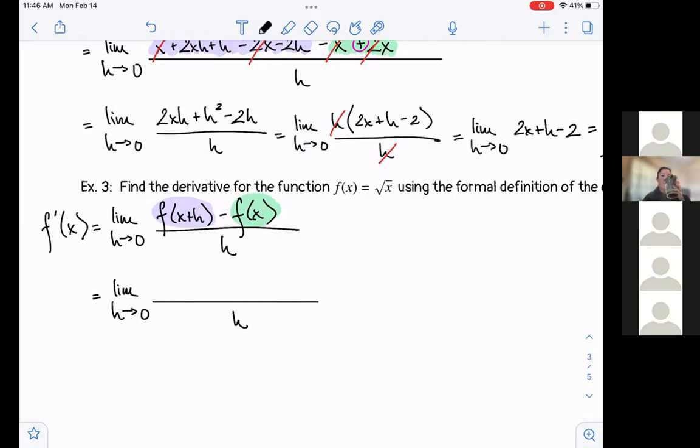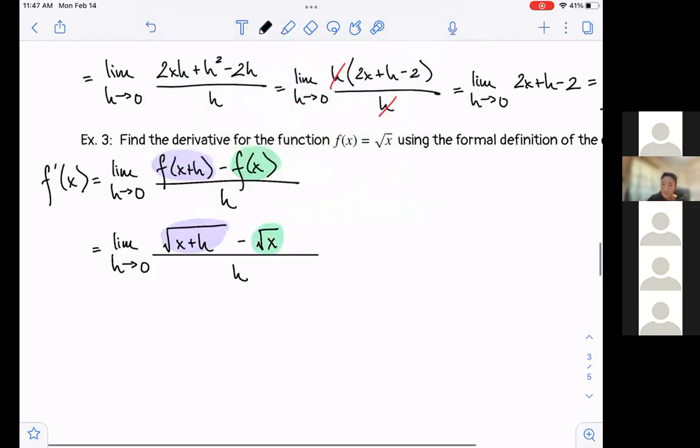Agree? Do we disagree? All right. So let's think about that word input. Everywhere we see the x, we're going to replace it with the word input. The whole input goes inside that square root. Then I have my f of x. So here's my f of x plus h. Here's my f of x.